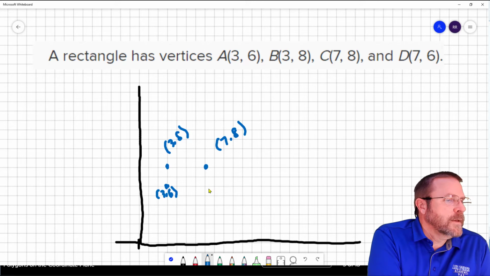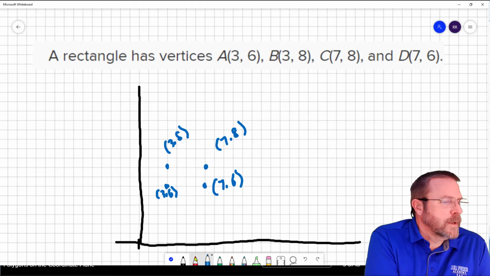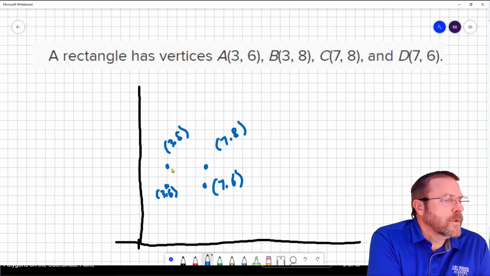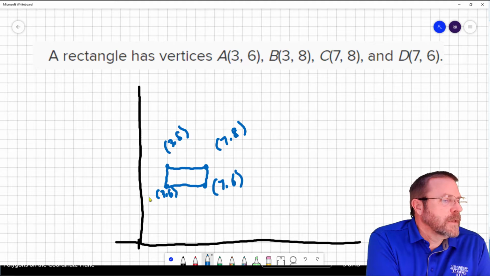And then finally, point D is going to be at (7, 6), which is right there, which is going to look like that. Now I've got to close in my rectangle, so I'm going to do that. 1, 2, 3, 4, and then I'm going to find my missing side lengths. Go ahead and title them A, B, C, and D.